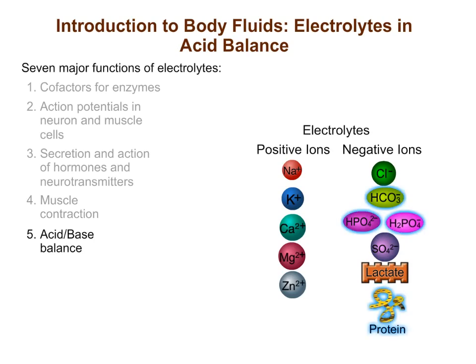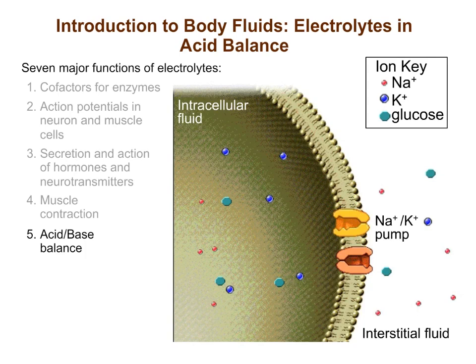Some electrolytes, such as bicarbonate, phosphate, and protein, help maintain acid-base balance. By pumping sodium out of the cell, the sodium-potassium pump uses ATP to keep the concentration of sodium low in the cells.